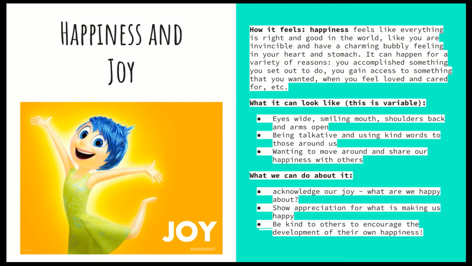All right. So maybe you accomplished something that you set out to do. Maybe you gained access to something that you really wanted. Or maybe it's just when you feel loved and cared for. So, what it looks like, well, your eyes are wide, your mouth is smiling, your shoulders are back, and your arms are open, your body is relaxed and comfortable. It might look like being talkative and using kind words to those around us. And it might also mean wanting to move around and share our happiness with others. All right. We want other people to feel as good as we do.